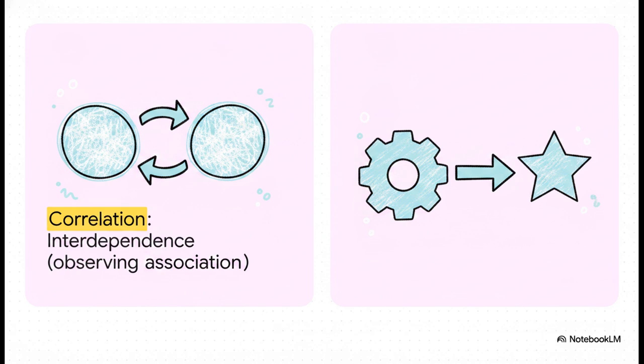Correlation is an interdependence technique. That means it treats both variables as total equals, just observing to see if they associate like mirror images. It frankly doesn't care which one comes first.